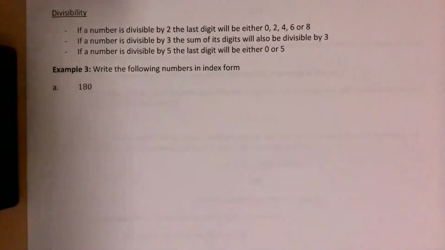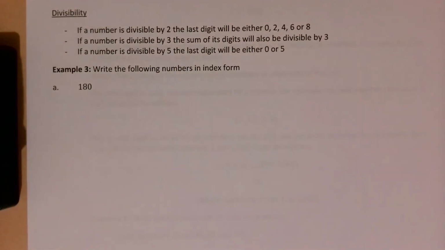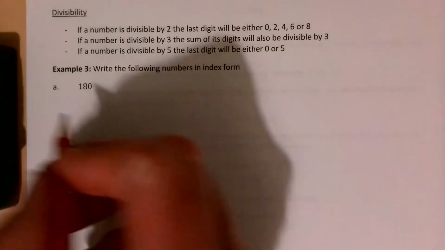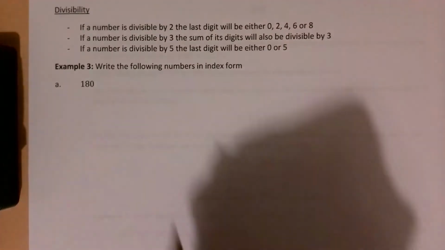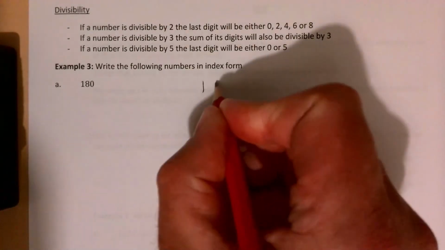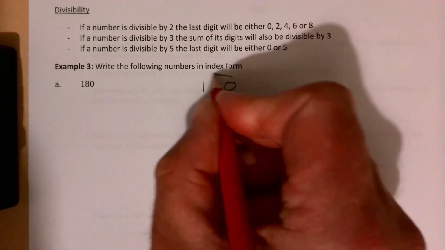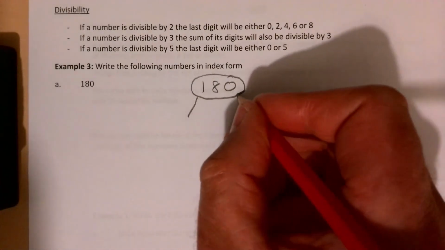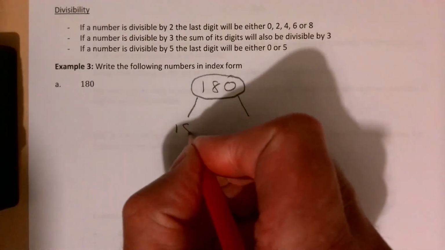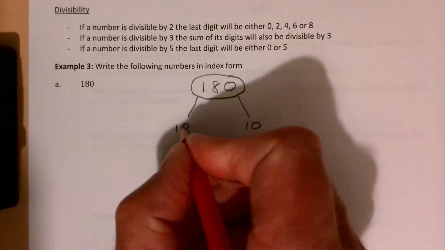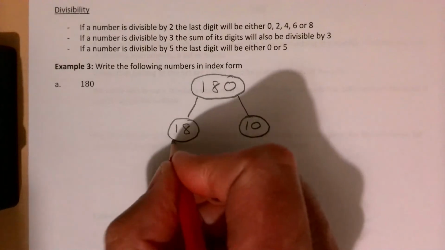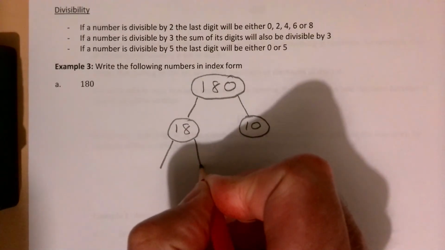Write the following numbers in index form. So there's a couple of different ways of doing this. You can do it by dividing all the way through, or you can do it by a factor tree method. So I'm going to do the factor tree method. We just need to find some numbers that multiply together to give 180. Hopefully you find that easy enough. 18 and 10. Neither of those are prime numbers, so we keep going by doing a circle around it.